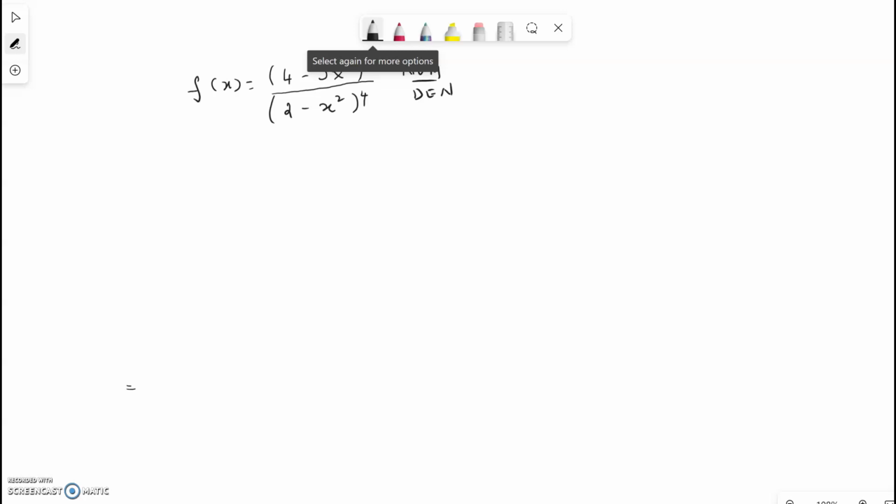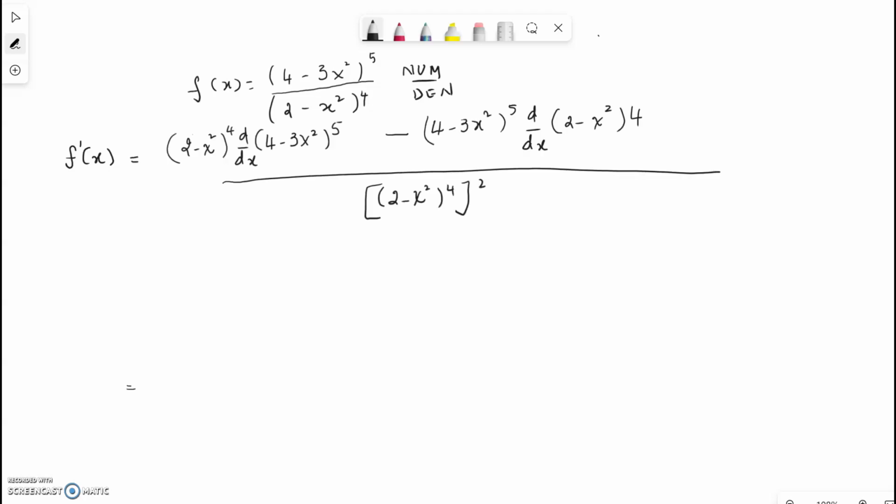First, notice that this is in the form numerator over denominator, which means that we need to use the quotient rule to begin with. So let's write down the quotient rule. The derivative of f of x is f prime of x, so we have the denominator the whole squared, and in the numerator we have the denominator times the derivative of the numerator minus the numerator times the derivative of the denominator. So now we quickly simplify.